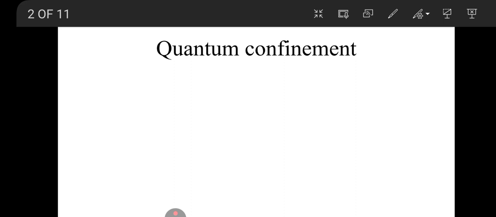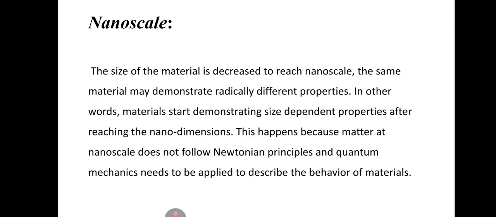I'd like to explain about quantum confinement. At the nanoscale, the size of the material is decreased to reach nanoscale. There, the same material may demonstrate radically different properties. As the size decreases, the properties also differ. In other words, materials start demonstrating size-dependent properties after reaching nano dimensions.